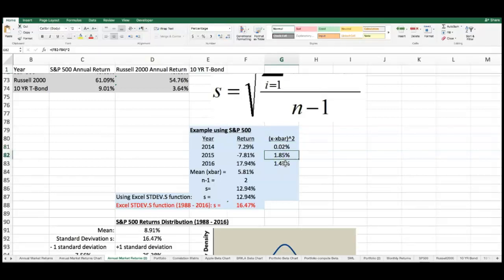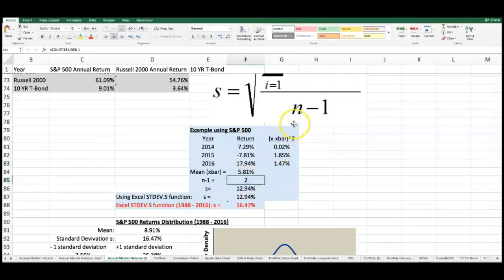For 2015, that same math works out to be 1.85%, and then 2016, we have 1.47%. Again, X, the return, 17.94% minus 5.81%, and then squaring that is where we come up with that 1.47%. Again, I really encourage you to open up this spreadsheet, play around with the numbers a little bit, see these cells, see how these calculations are being performed.